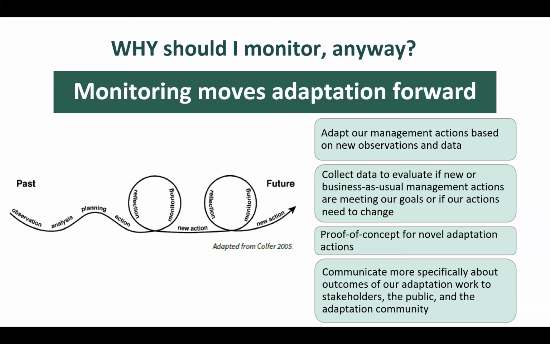Ultimately, monitoring is the thing that moves the adaptation management cycle forward into the future. It allows us to learn from our experience thus far and use that new information to modify our management actions as necessary as we move into the future, allowing us to be flexible in the face of uncertain future conditions, and repeating this monitoring and adapting process continuously through time.